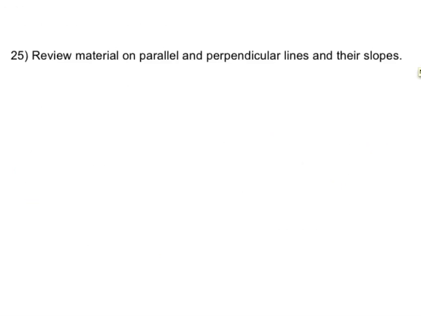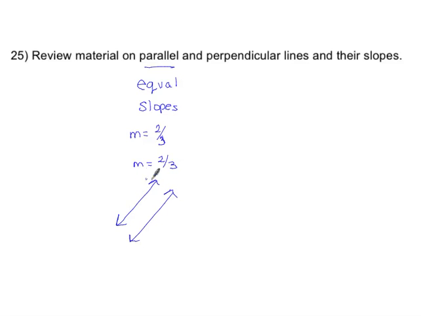Last but not least, you need to make sure you review all your Chapter 1, Chapter 2, Chapter 3 stuff, but parallel lines. The slopes have to be exactly the same. So if one slope is 2/3, the other slope is going to be 2/3. They run like train tracks. Up 2, right 3, up 2, right 3. This one has to go up 2, right 3, up 2, right 3.